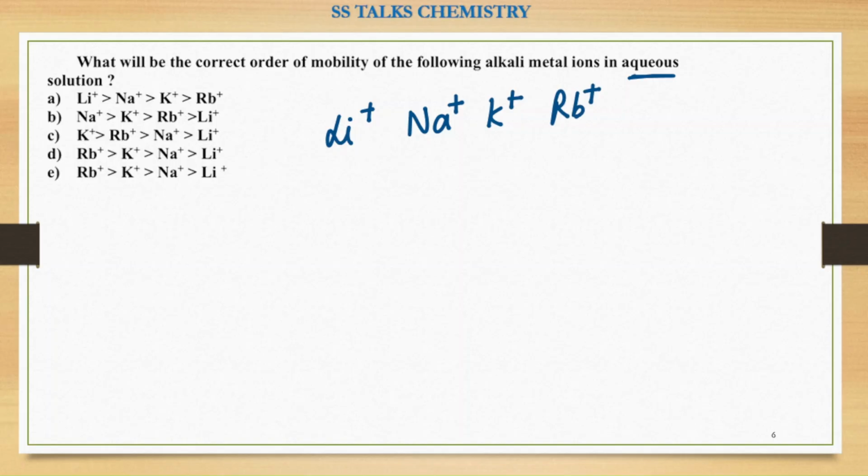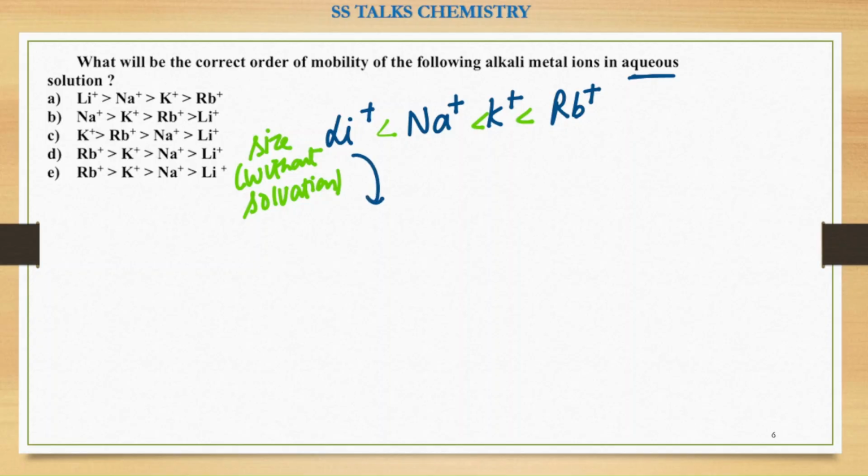All of these alkali metals differ in their sizes. If you compare the sizes without solvation, the rubidium positive ion we think is going to be of the largest size. But here the role of the aqueous solution comes into play.